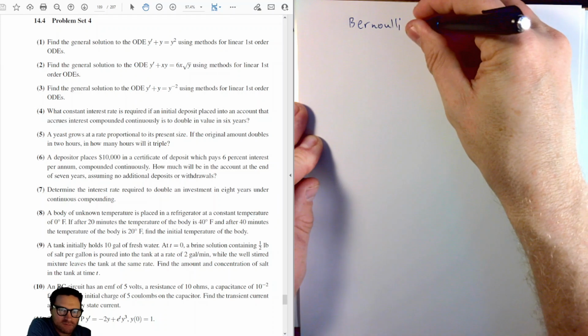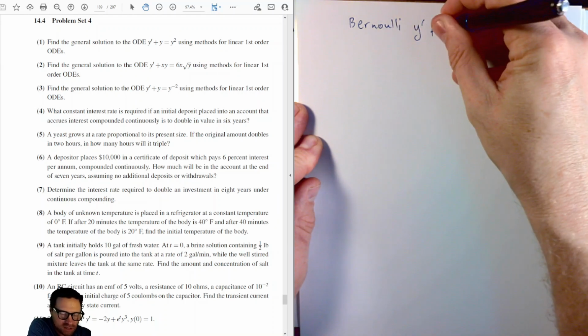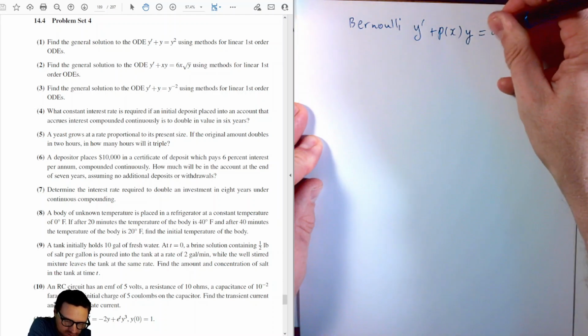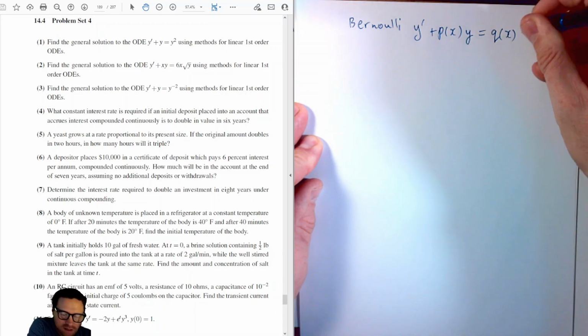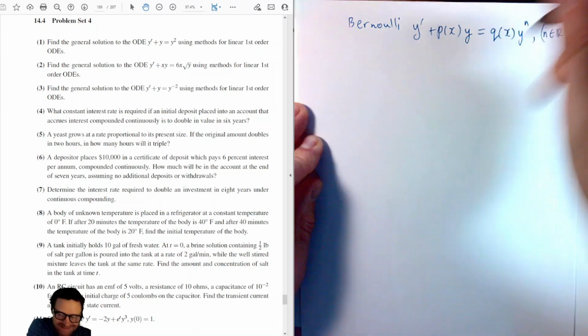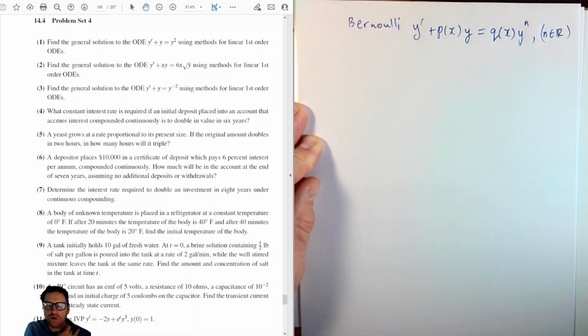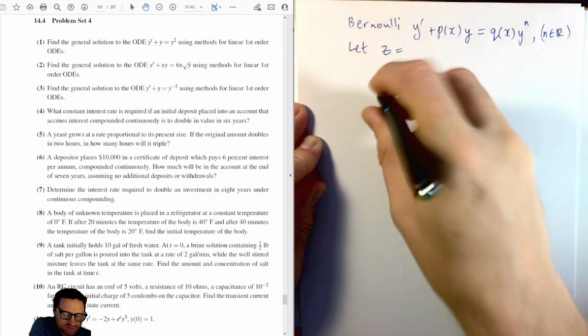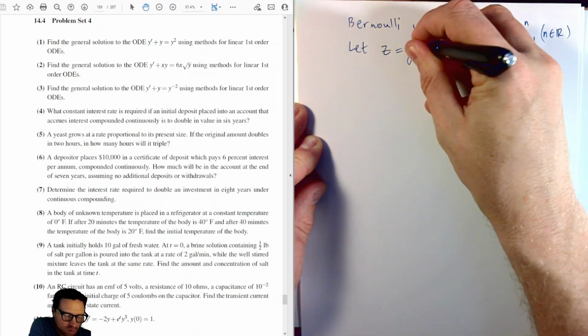It's an equation of the form y' + p(x)y = q(x)y^n, where n is a real number. N is an element of the set of real numbers. Okay, so how do we solve this? Well, we set out by letting z be equal to y to the power of 1 minus n.